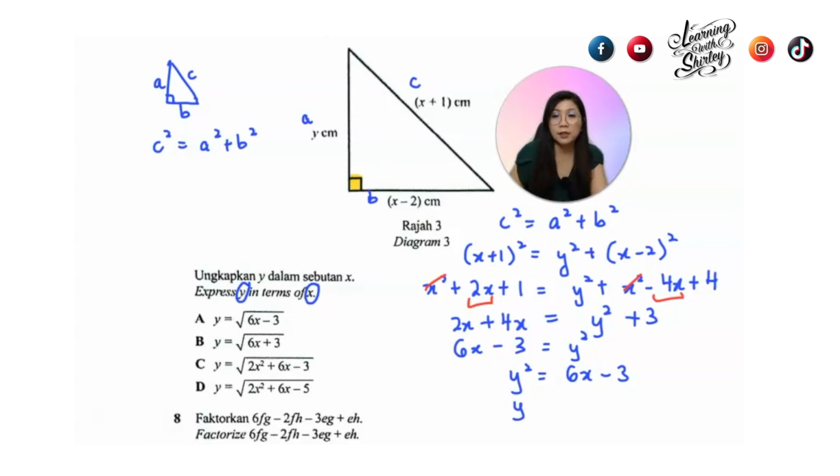So we're going to get rid of the square. When you move the square over to the right-hand side, it becomes square root. So y equals the square root of 6x minus 3. Okay, so this is the final answer. So let's look at the options A, B, C, D. So the answer is A.